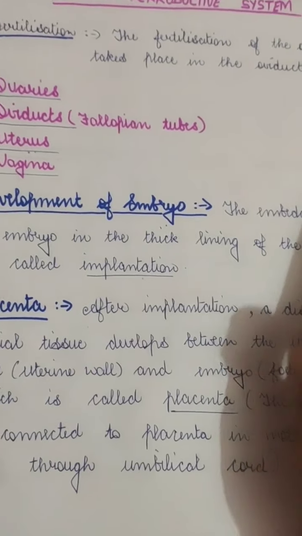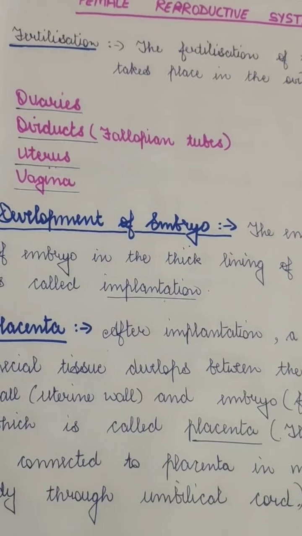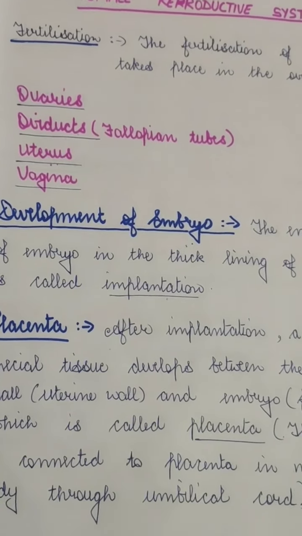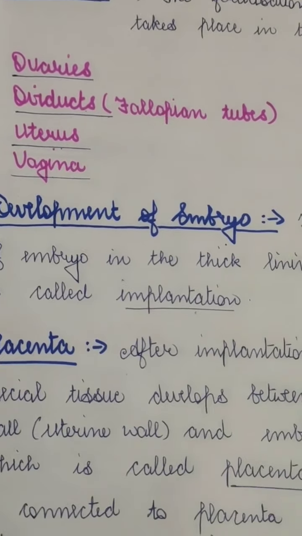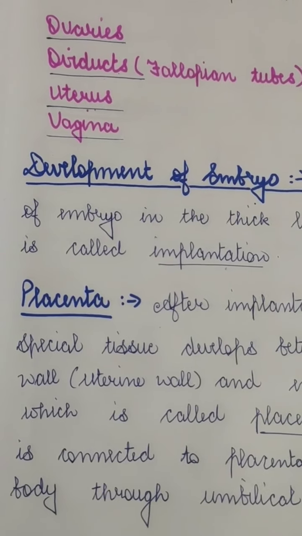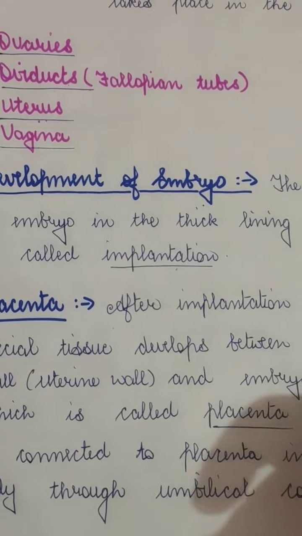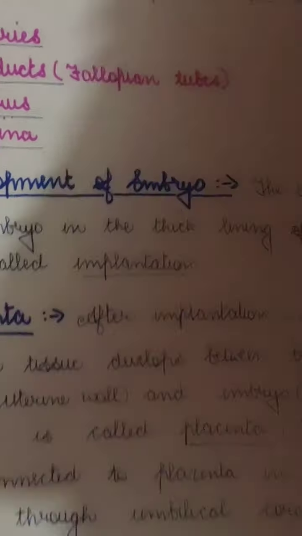After the implantation is done, the embryo also needs some nutrition. In order to provide nutrition, a disc-like special tissue develops in the uterus wall, and it attaches to the embryo, which is called the placenta. So it somehow looks like this.